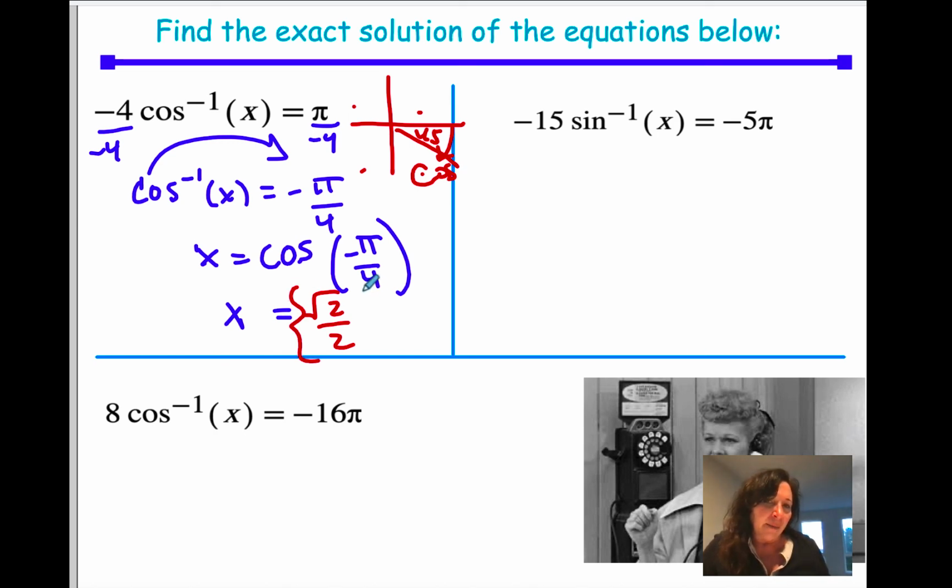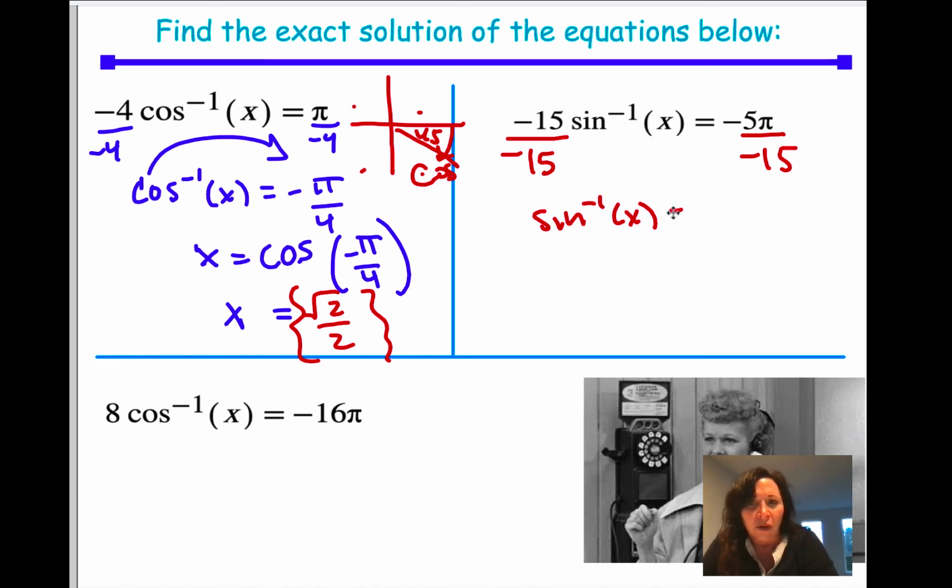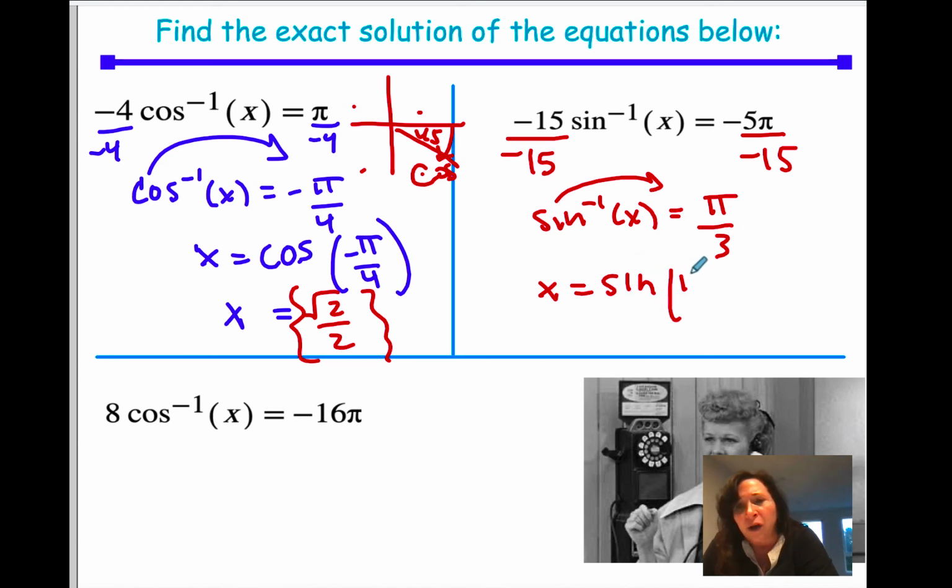I do like putting your answers in solution sets when you're solving an equation. Try to do that. For this problem, we are going to divide by -15 on both sides. So again, I'm trying to isolate the x. I'm going to divide this out on the outside. I'm going to get arcsine of x is equal to 5 pi divided by 15. Negatives are going to cancel. I'm going to end up with pi over 3. Moving the sine over to the other side, I'm going to get x equals sine of pi over 3.